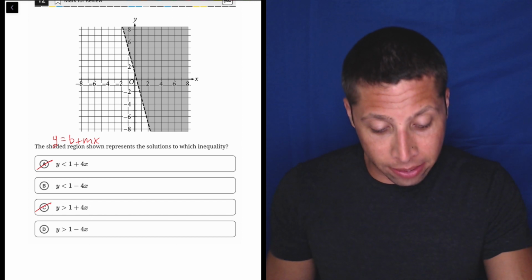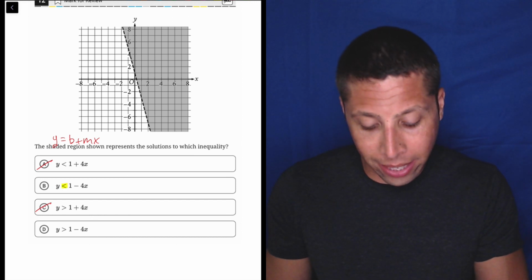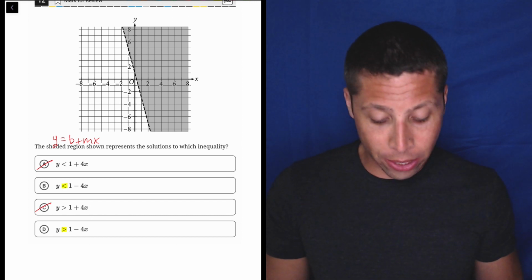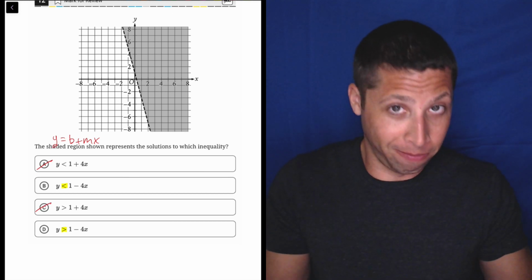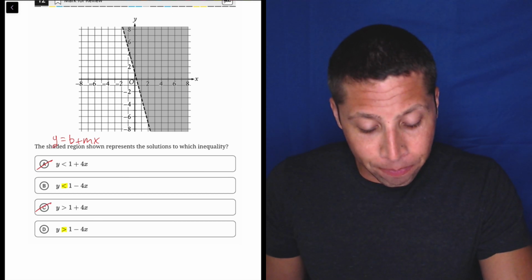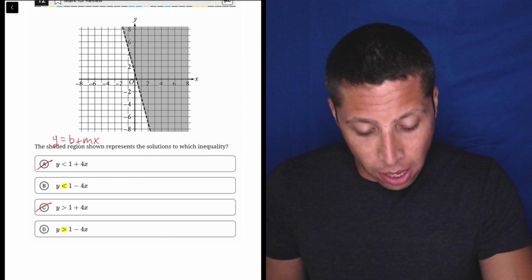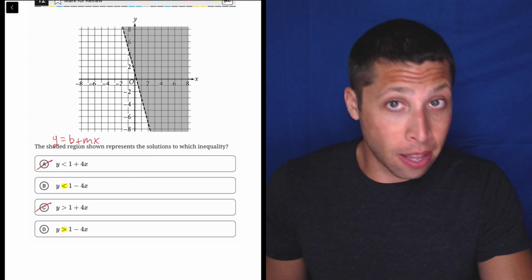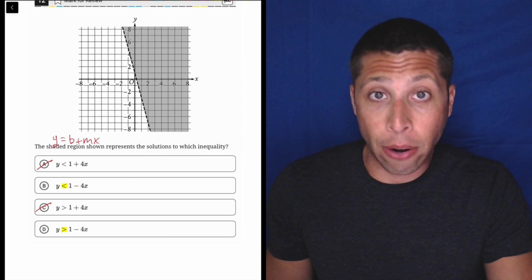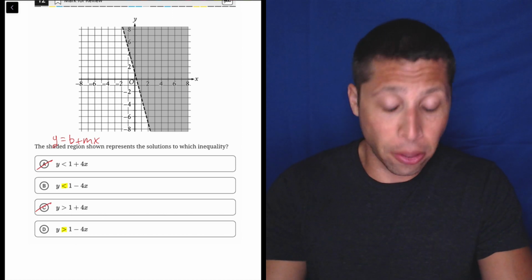Now the issue is the inequality symbol, right? Is it y is less than or y is greater than this line, I guess? The way I was taught to do this was to pick a point that's in the area, and test it out. And you can do that, and we'll do that in a second for the other solution.